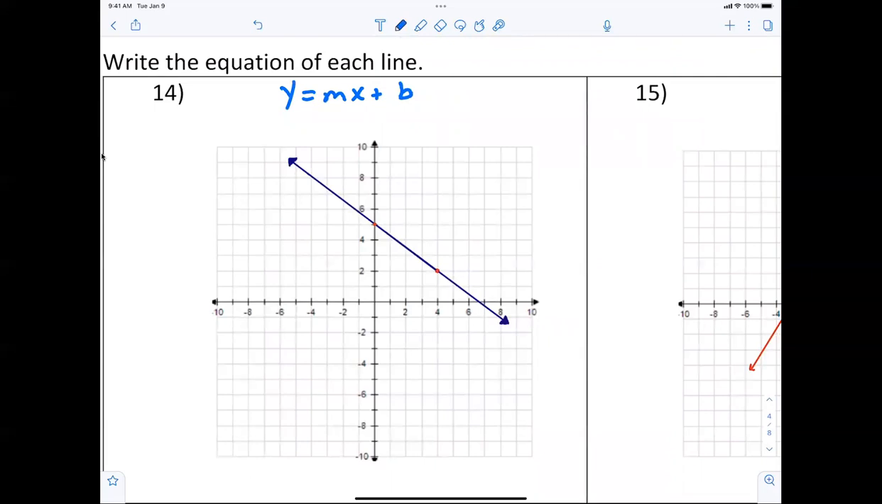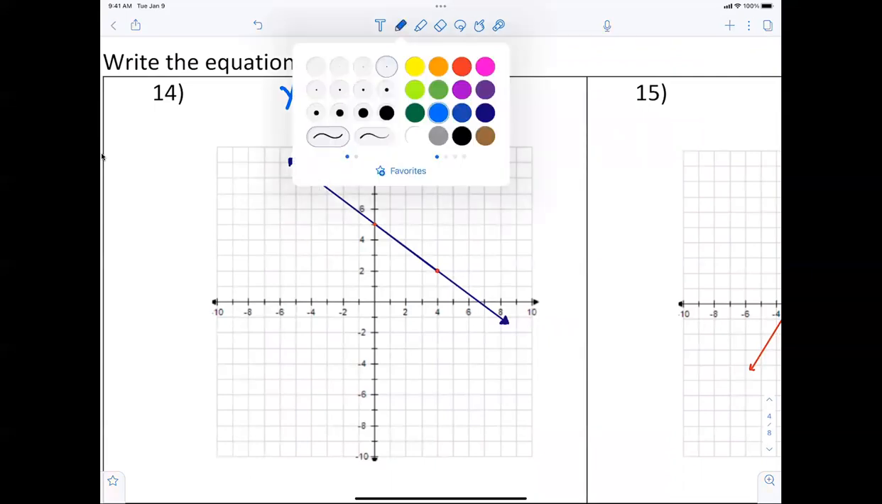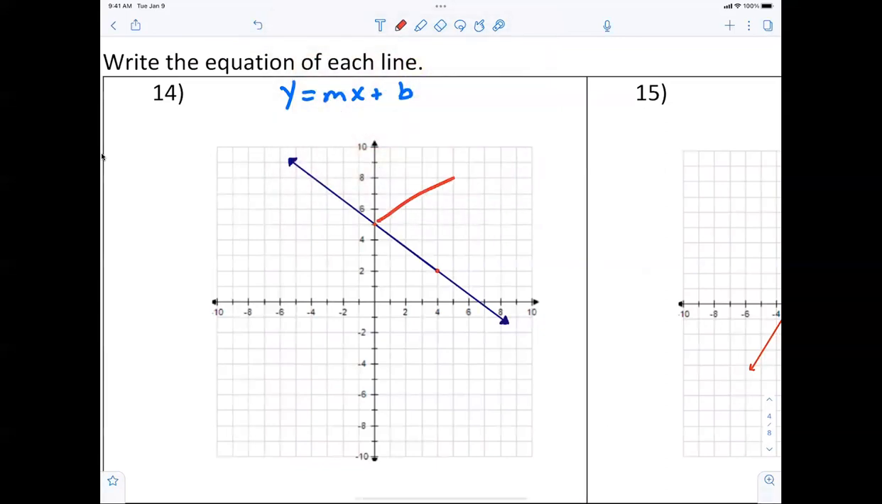All right, now I want to take this opportunity right here. What is that called right there? The y-intercept. So what letter is that? B. Thank you very much. That is B. All right, so what number is that right there? 5. So now I have y equals mx plus 5.